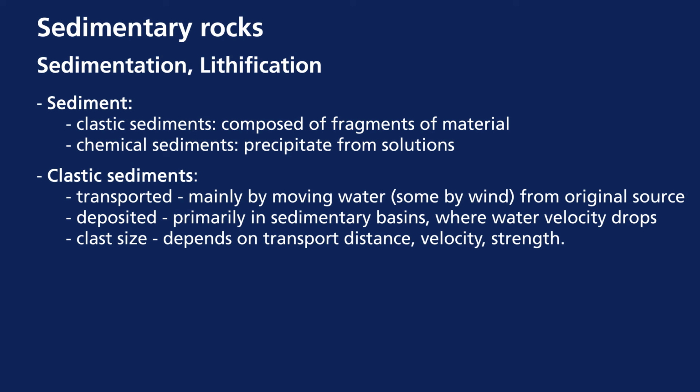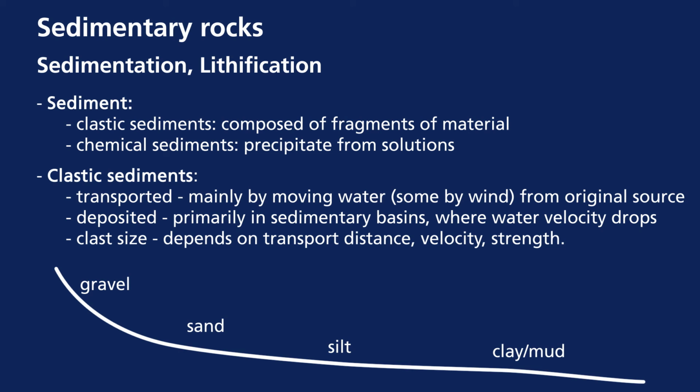So we have these clastic sediments, which are transported mainly by moving water from the original source and deposited based on their size. The bigger the deposit, such as gravel, the shorter the distance it will be transported, and the smaller, such as silt, clay, or mud, will be transported very large distances.